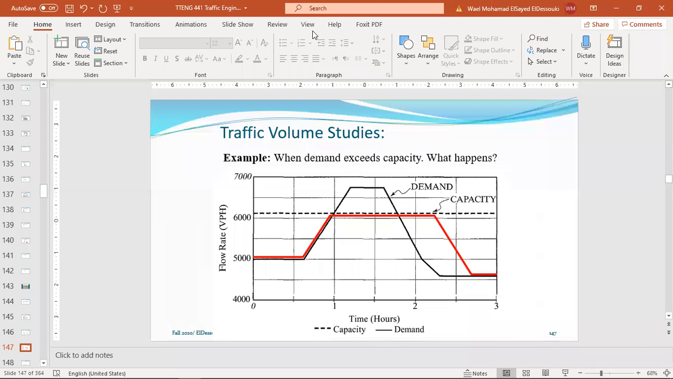This gives you an explanation of how the demand, the capacity, and the observed volume work. Okay, the red line is basically the observed volume. The solid line, that's the demand. The dotted line, that's the capacity.